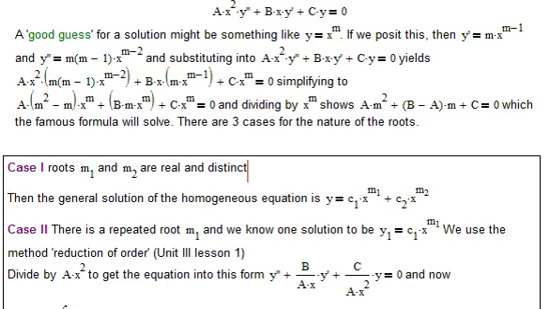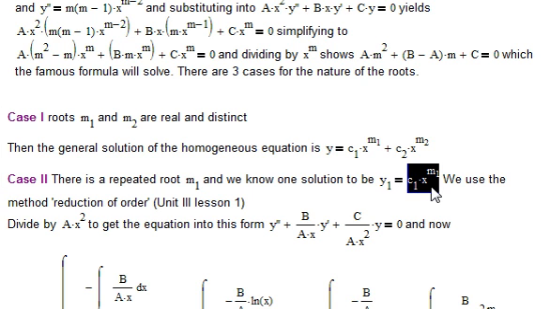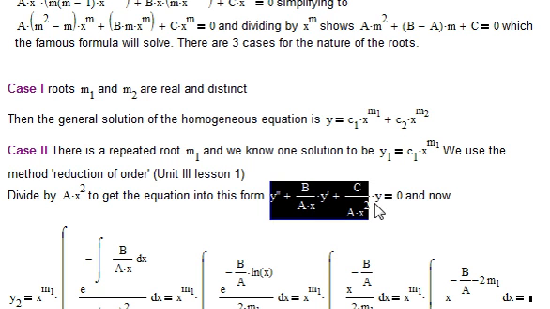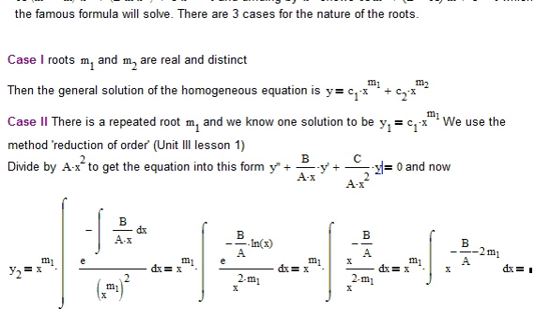Okay, case 2. If there's a repeated root m, and we know one solution to be y1 equals c1 x to the m1, then we use the method of reduction of order, Unit 3, Lesson 1, dividing first by ax squared, and this turns our differential equation into one we're used to handling, and we'll use the reduction of order method, or should we call it variation of parameters? It's really kind of the same thing.